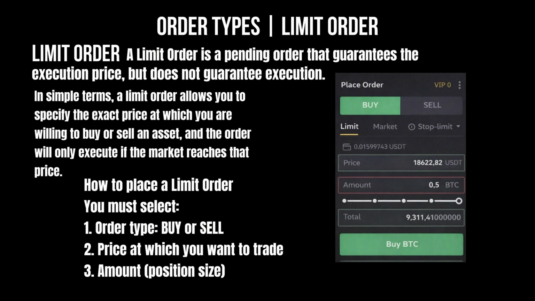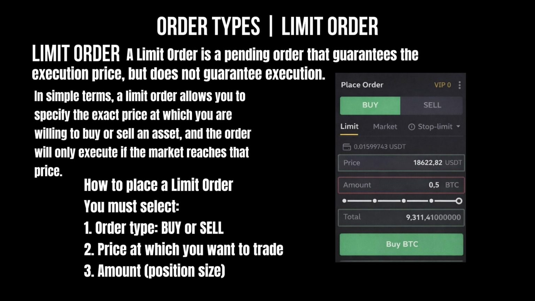The first type is a limit order. A limit order is a pending order that guarantees a specific price, but does not guarantee execution. In a typical exchange interface, you first choose the order side, buy or sell. Then you select the order type as limit. After that, you set the price at which you want to buy or sell the asset and specify the desired trade size, for example, 0.5 units. The total value of the order is calculated automatically.